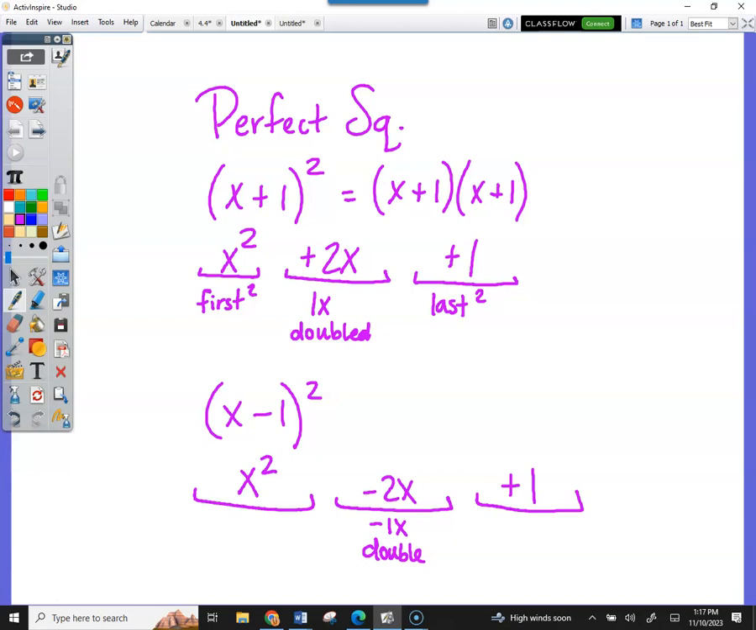Y'all, I think you need to move. He was doing good. I don't think you can, that's fine, I have more.